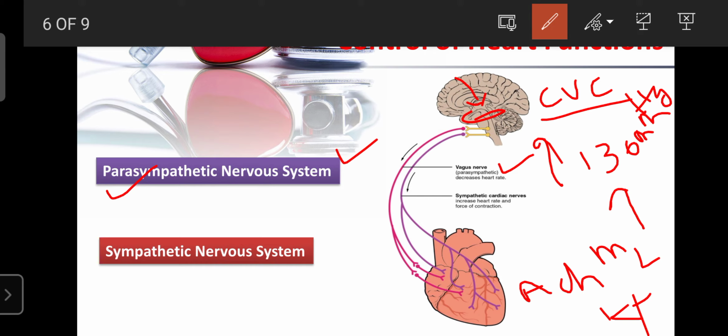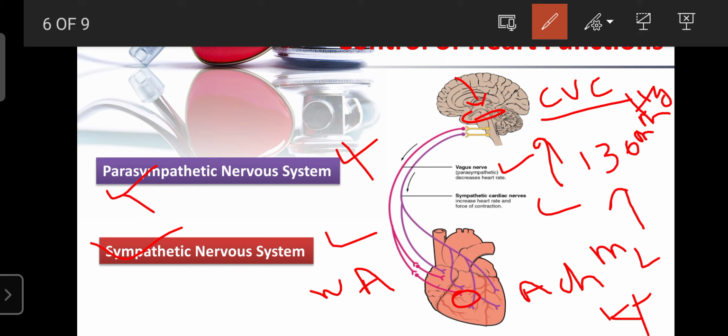Then the cardiovascular center, instead of the parasympathetic nervous system, can activate the sympathetic nervous system. The sympathetic nervous system, with the help of the sympathetic or adrenergic nerves, innervates the myocardium once again, like the vagus nerve. Then these nerves are stimulated. Due to stimulation of these nerves, hormones like adrenaline and noradrenaline are released from the nerve endings, so these sympathetic cardiac nerves are adrenergic nerves.